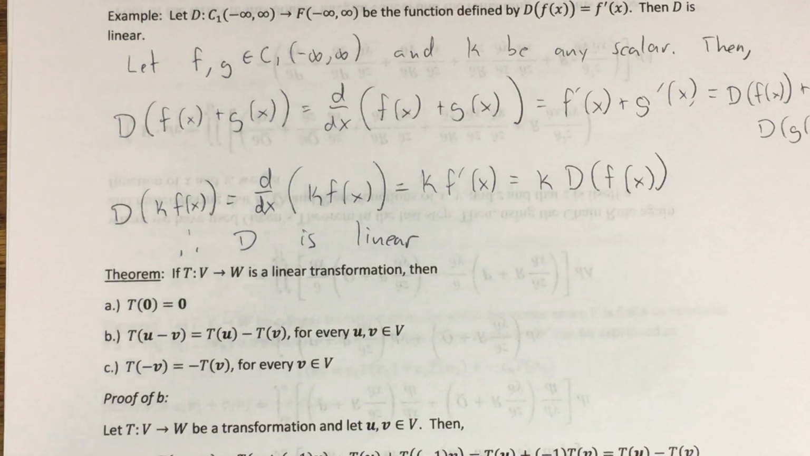So several examples. We're going to talk about a theorem about linear transformations and then start looking at some non-examples just to show you what types of functions you can define between two vector spaces that don't satisfy those properties of linearity. But we're going to save that for the next video.